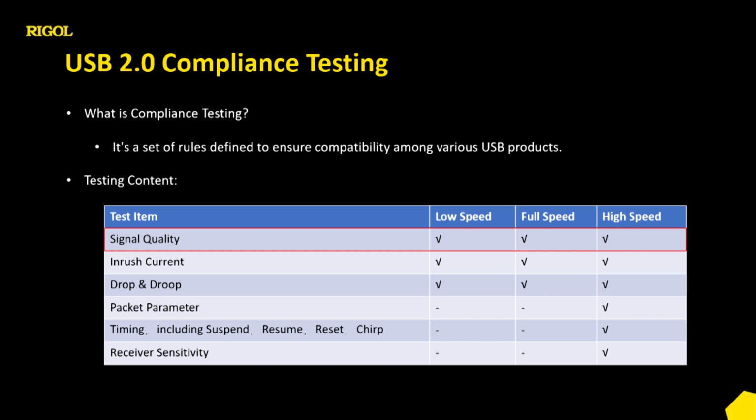Conformance testing is a set of rules defined to ensure that various USB products are compatible with each other. It helps avoid embarrassing situations like the computer's USB recognizing the mouse but not recognizing the disk. The tests for USB include signal quality, inrush current, droop and drop, packet parameters, timing test, and receiver sensitivity. Consistency is primarily a test of signal quality.